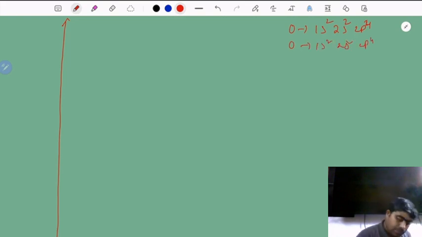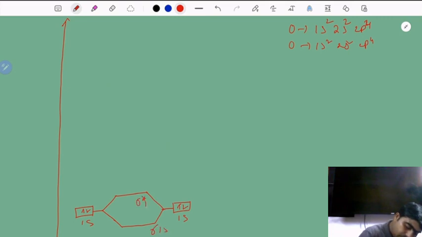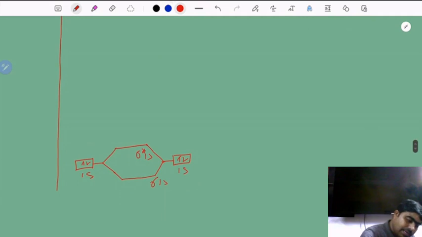Now see, there are 1s orbitals, and each 1s orbital contains 2 electrons. These 1s2 and 1s2 combine to make bonding and anti-bonding orbitals, that is sigma 1s and sigma star 1s. The first are called atomic orbitals, and these two are called molecular orbitals.